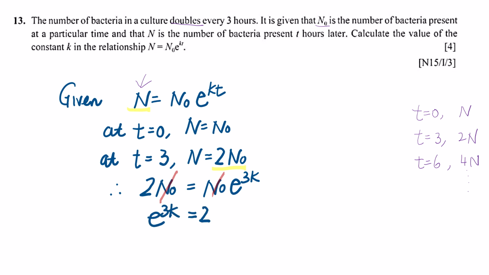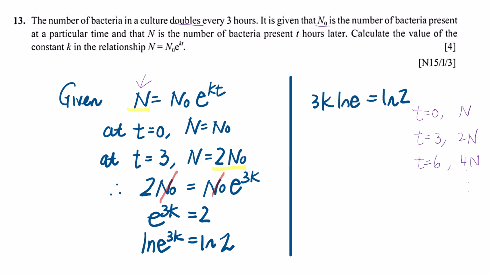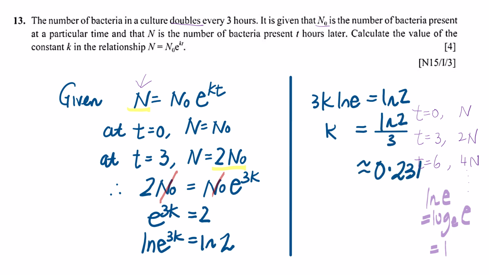And we're going to bring natural log to both sides and apply the power law. ln e is just 1, because ln e is just log base e, and that gives you 1. So we have 3k equals ln 2. So k will be ln 2 divided by 3, and that's approximately 0.231. And that's how we solved question 13.